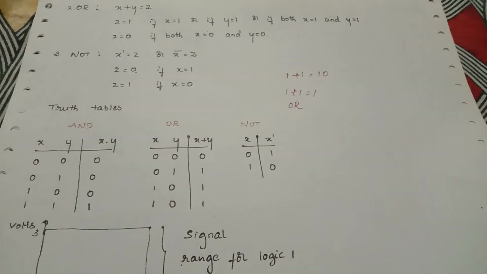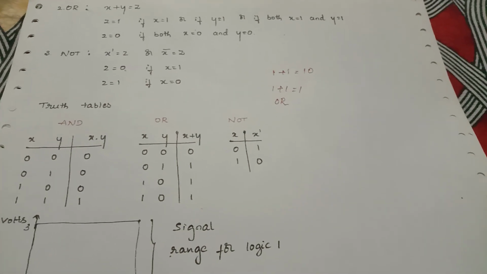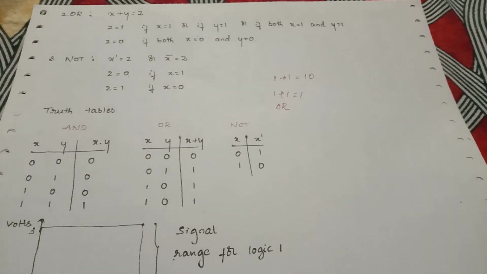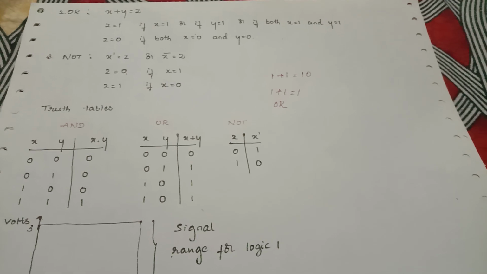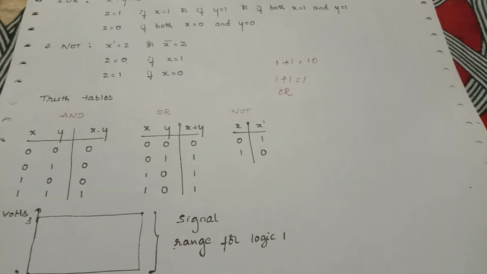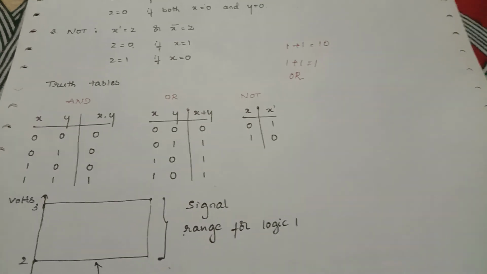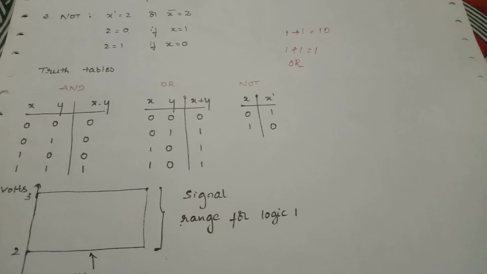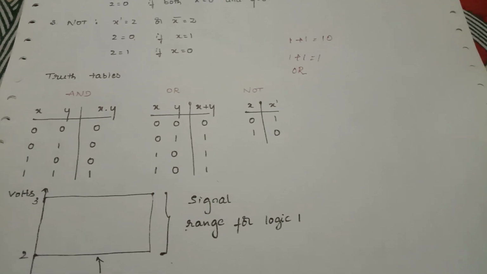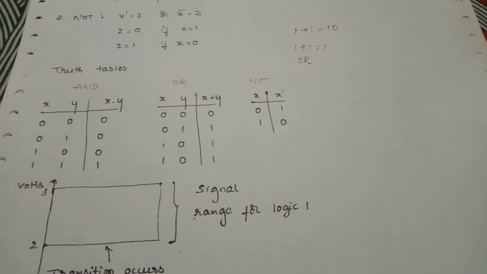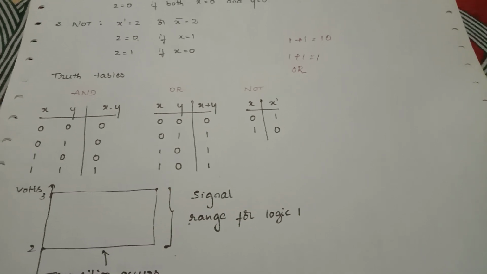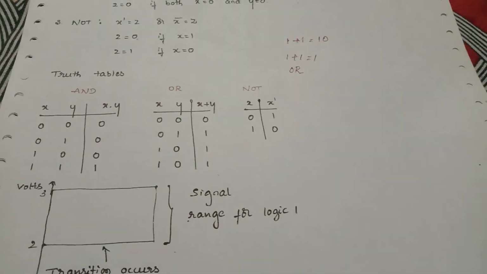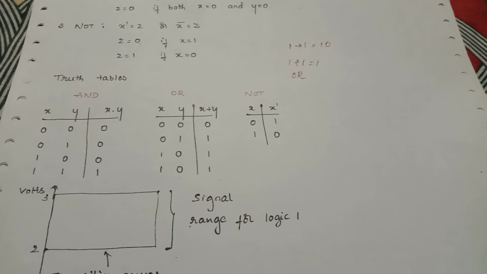Now, for each combination of the values of x and y, there is a value of z that is specified by the definition of the logical operation, and the definitions of logical operations are listed in truth tables. So you can see here the truth tables listed for all the three logic operations, that is AND, OR, and NOT. A truth table is a table of all possible combinations of the variables, showing the relation between the values that the variables may take and the result of the operation.